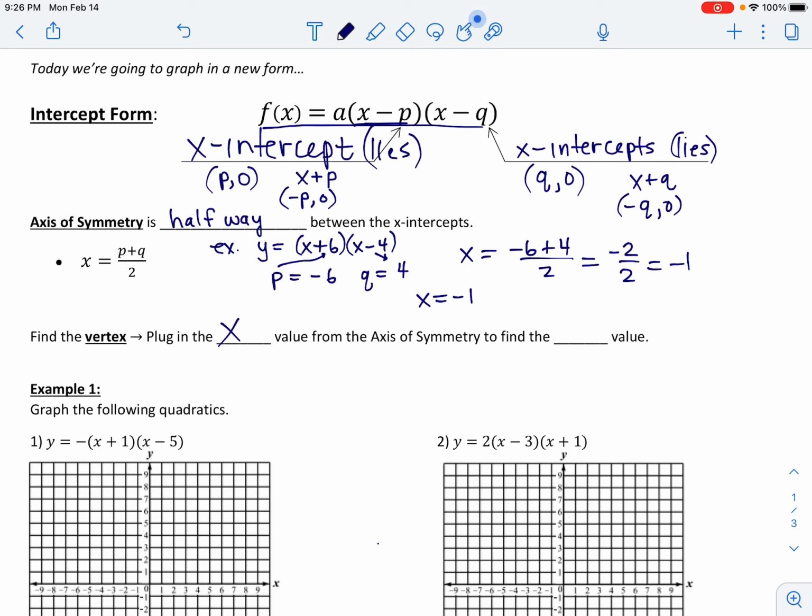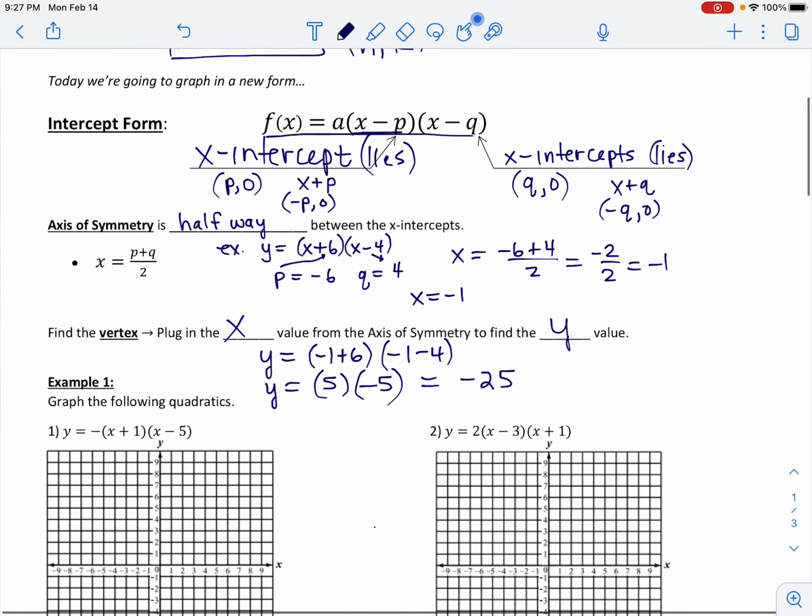So we're going to plug the x value from the axis of symmetry back into the original equation to find the y value. So y equals x plus 6 times x minus 4. I'm going to plug in negative 1 for x: negative 1 plus 6 times negative 1 minus 4. So then y equals negative 1 plus 6 is 5. Negative 1 minus 4 is negative 5. So my y value equals negative 25. So the vertex is going to be at negative 1, negative 25.